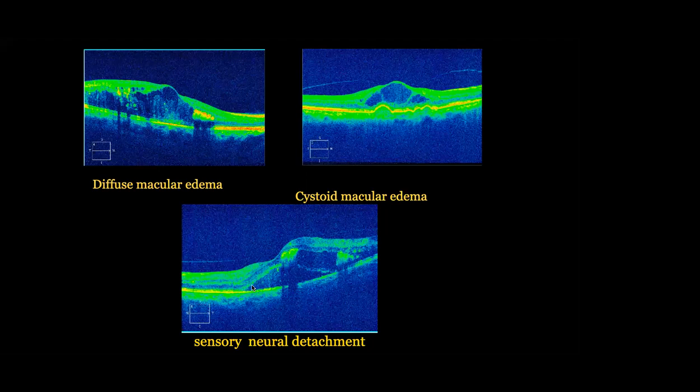And here it is called sensory neurodetachment. That is when there is fluid between the retinal pigment epithelium and the sensory retina. So the retina has 10 layers. The outermost layer is called the retinal pigment epithelium. The rest of the layers we call the sensory retina. So when there is fluid between these two, it is called sensory neurodetachment.